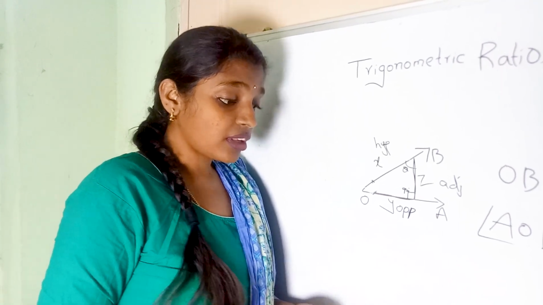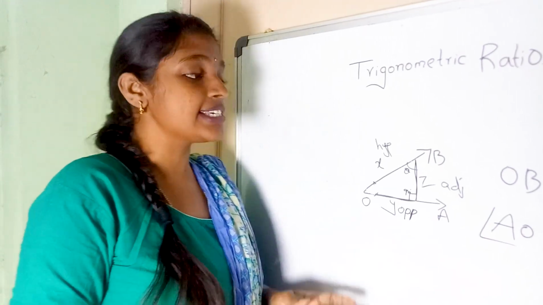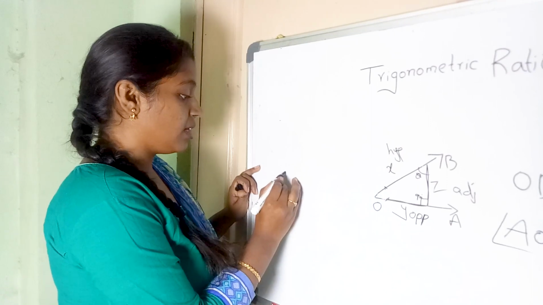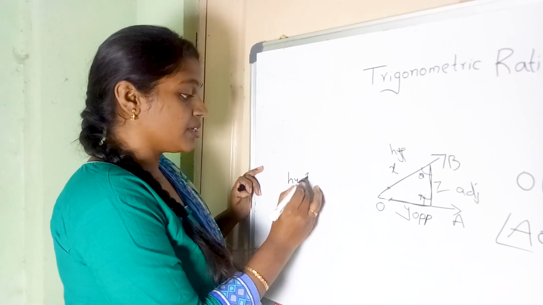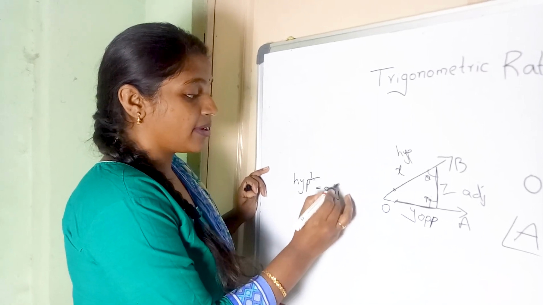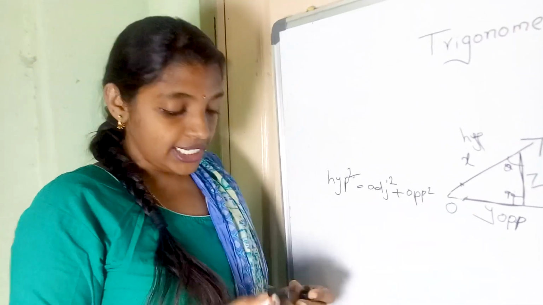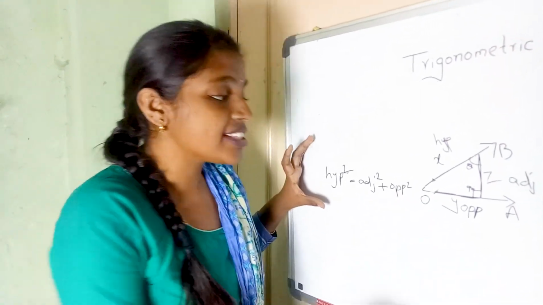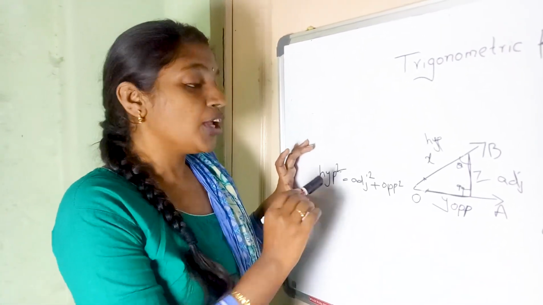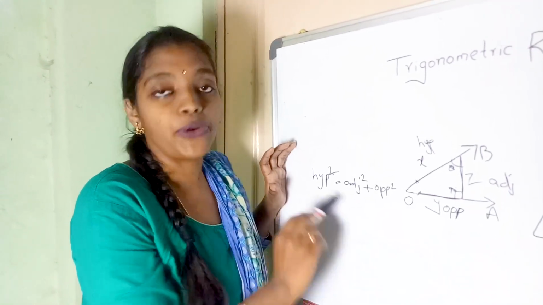We have the Pythagoras theorem statement, which tells us that hypotenuse square is equal to adjacent square plus opposite square. It means that when you square the largest side, the hypotenuse, you get the sum of the squares of the other two sides.